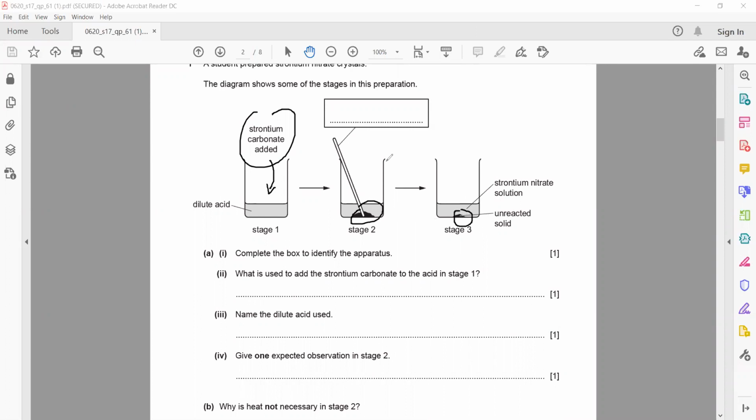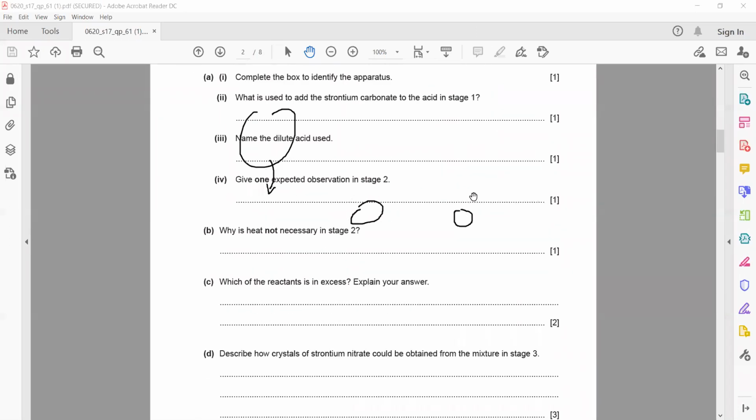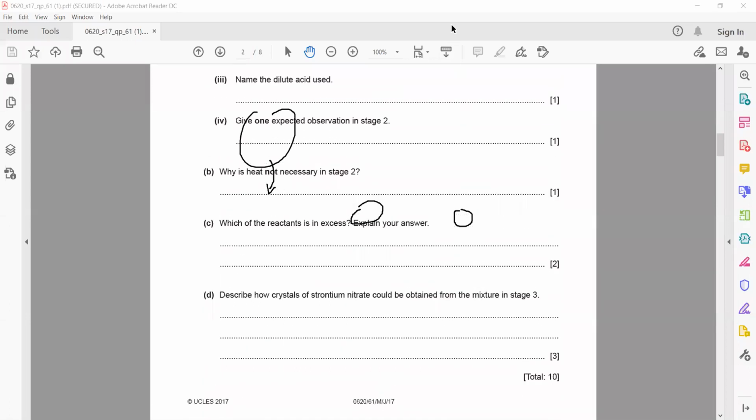So the question is, which of the reactants is in excess, more than enough? The answer is solid strontium carbonate, because it is left behind after the reaction in the beaker. That's why it is more than enough.